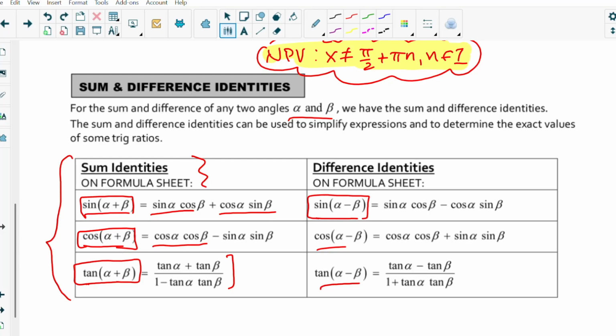Difference identities. Sine of alpha minus beta equals sine of alpha cosine of beta minus cosine of alpha sine of beta. Cosine difference identity. Cosine of alpha minus beta equals cosine of alpha cosine of beta plus sine of alpha sine of beta. Tangent of alpha minus beta equals tangent of alpha minus tangent of beta divided by 1 plus tangent of alpha tangent of beta. Okay, these are on your formula sheet.